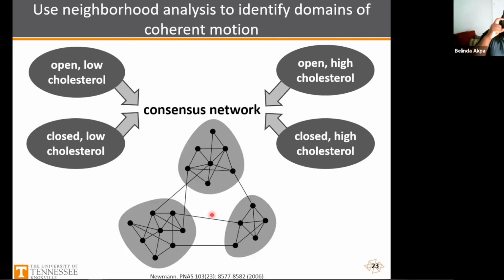We preserve those edges that represent 90% of the time these two residues are in contact in any of these conditions. Our thought being that if you have that sort of conserved contact between residues, then they must be part of a domain that moves coherently as the protein evolves, like a gating domain. So we have our nodes, we have our edges, we do our sort of neighborhood clustering to pull together groups that are more interconnected than they are connected to other parts of the network.